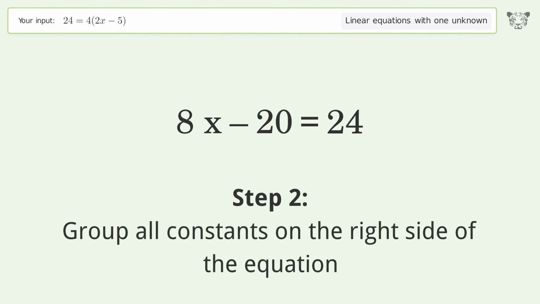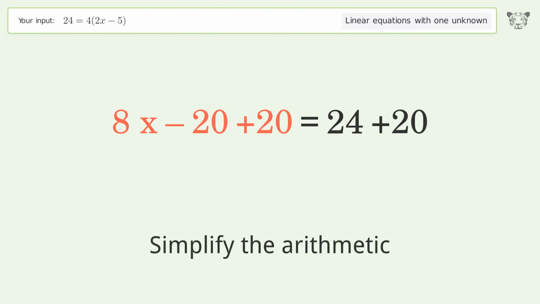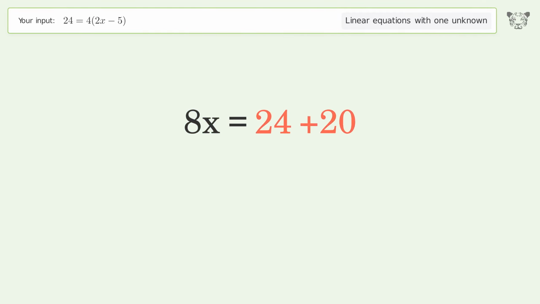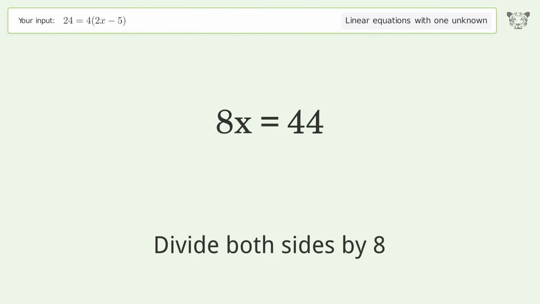Group all constants on the right side of the equation. Add 20 to both sides. Simplify the arithmetic. Isolate the x. Divide both sides by 8.